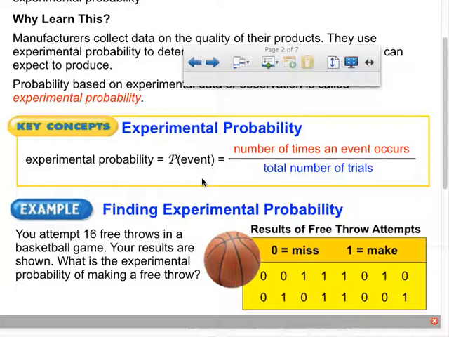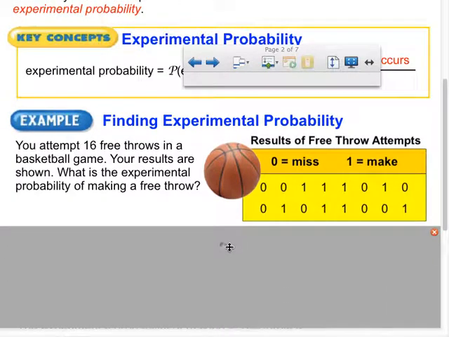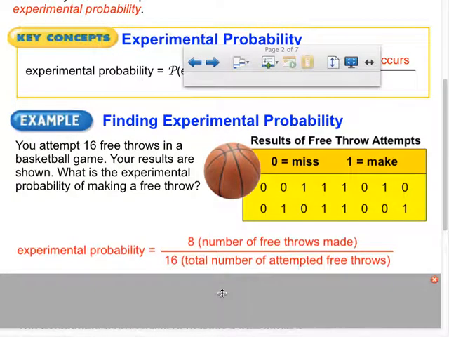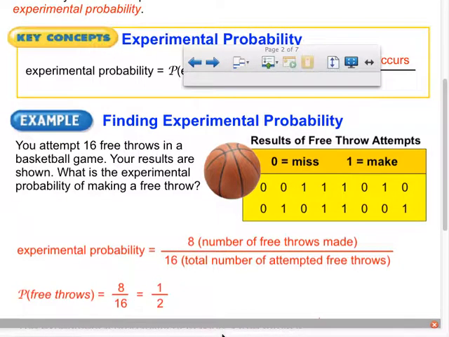Joshua, what do you got? You said what? 8/16? And we would simplify that and it would become a half. So if we see here, the number of ones are 8. The number of total attempts were 16, because we have 16 ones and zeros total. So the total number of attempted free throws was 16, and we saw that there are 8 ones, so that means he made 8 out of 16 free throws, which simplifies to a half.